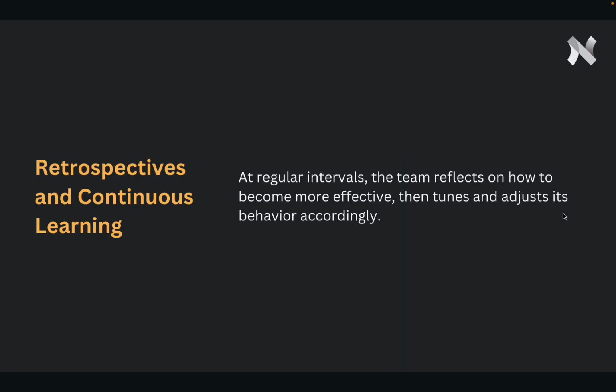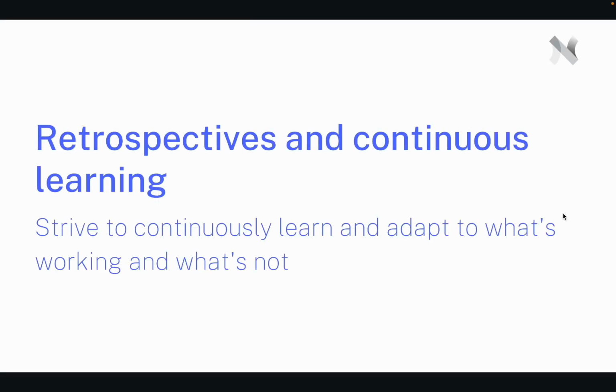Finally, the fourth theme is retrospectives and continuous learning. The last principle stands alone in this theme, so I'll read it aloud. At regular intervals, the team reflects on how to become more effective, then tunes and adjusts its behavior accordingly. This one sits on its own because I want to draw attention to how important it is for agile teams to continuously learn and adapt to what's working and what's not working for them.